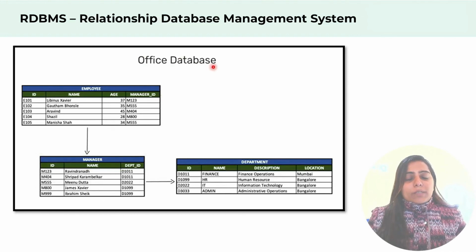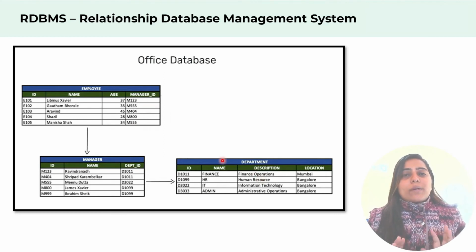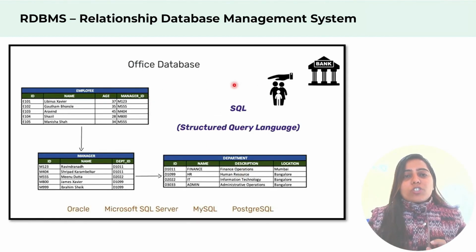Suppose there is an office database in which you have the details of employee, the details of managers, and department details in separate tables. So employees are connected to manager because the manager ID and the manager name are connected. Now departments and managers are also connected as department ID and this ID matches. Now if you want to retrieve information about the employee from the department, then you will have to do some kind of programming, do some kind of query. So for that, structured query language is used.